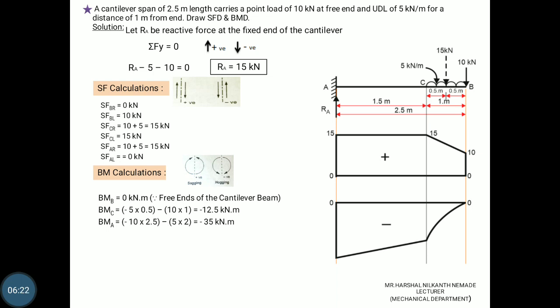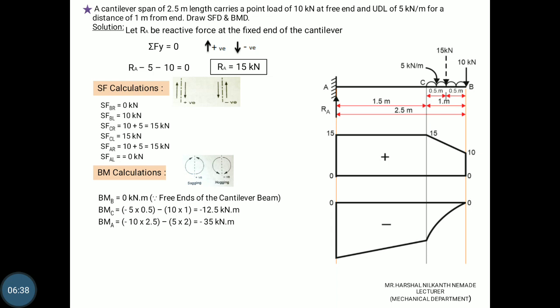Bending moment at B is equal to 0 kilonewton meter since it is the free end of the cantilever beam. Bending moment at C is equal to minus 5 into 0.5 minus 10 multiplied by 1 is equal to minus 12.5 kilonewton meter.